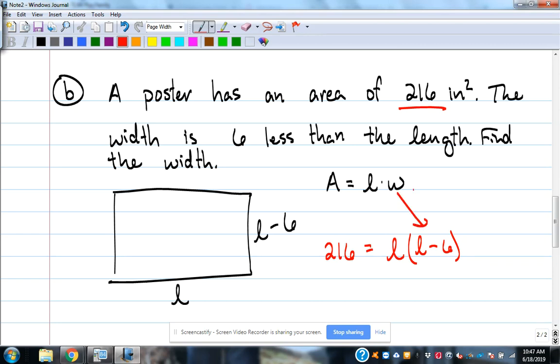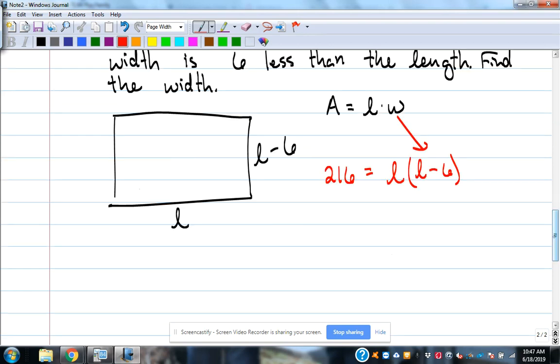Okay. So it asked me to find the width. I don't have a W in my equation, but I can get one later. I'm just going to find out what the length is, and then the width, we just subtract 6 from the length, and we get it. Okay. 6 less than L is L minus 6. If it says 6 more than, that'd be L plus 6. And that idea.